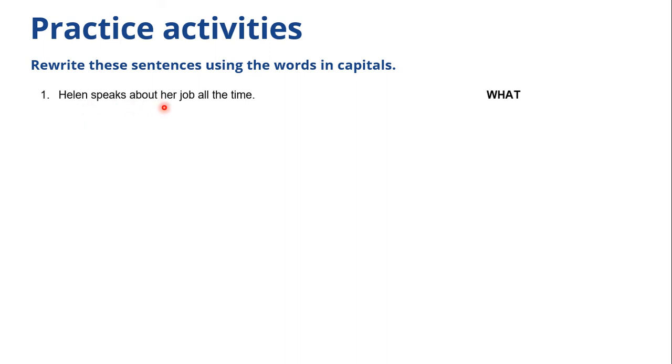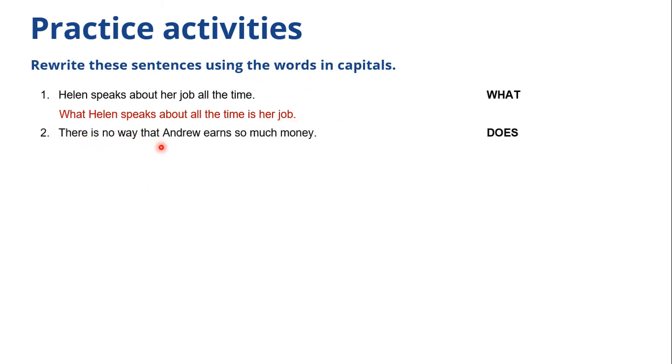Helen speaks about her job all the time. What is the subject here? Helen. And then the action verb: speaks about her job all the time. You want to rewrite the sentence, and the word you use at the beginning is what. Like, what Helen speaks about all the time is her job. So here, what and her job, that is the focus.